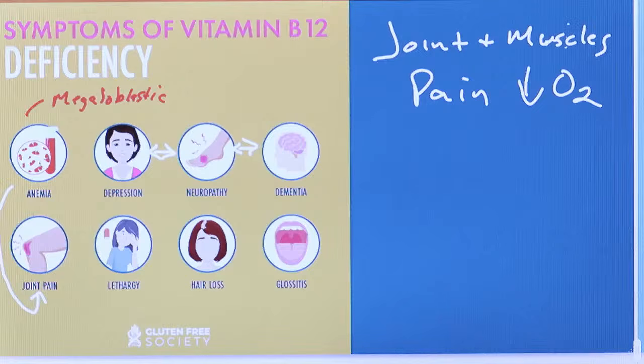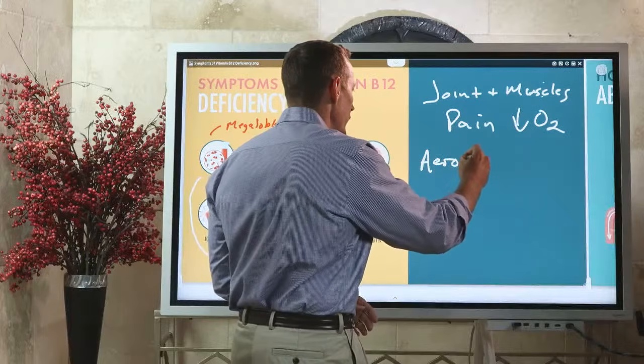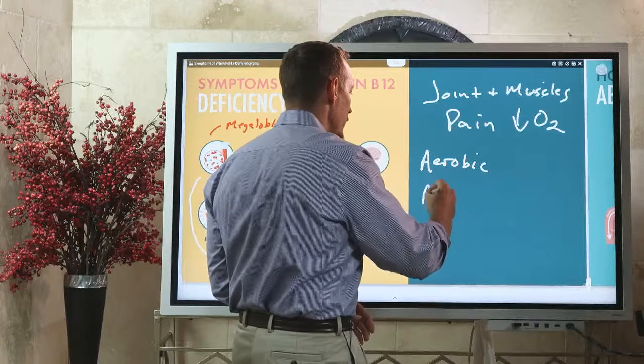Remember what happens when your muscles don't get adequate oxygen. If you guys have ever worked out in the gym, you've heard anybody talk about aerobic exercise versus anaerobic.